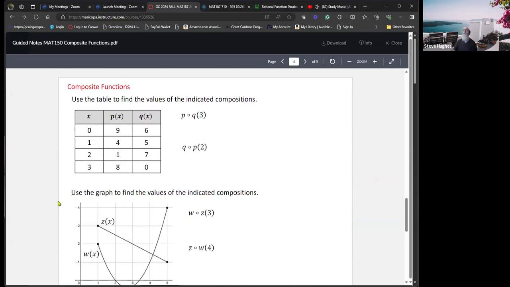All right, it says use a table to find the values of the indicated compositions. Let's rewrite this so it makes sense to us. We're going to write this as P of Q of 3. All right, that's what we're going to do.